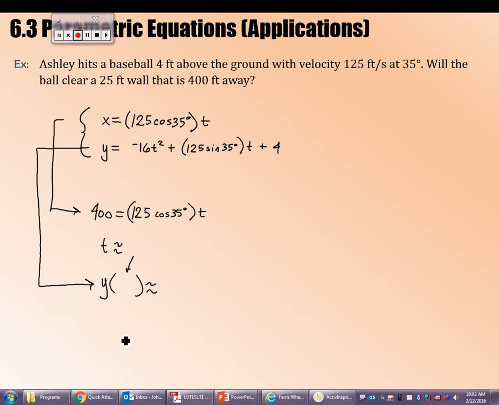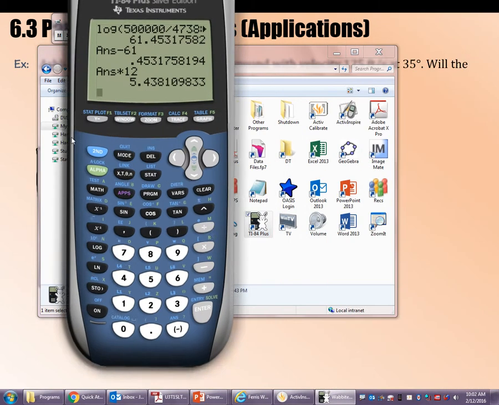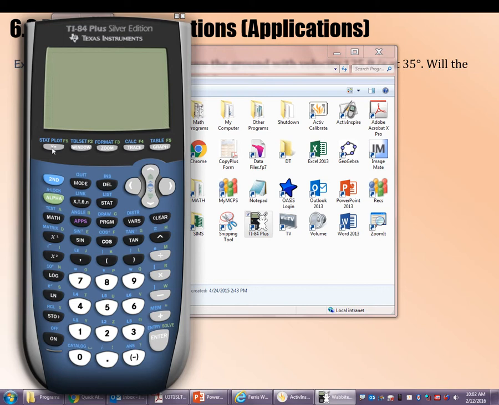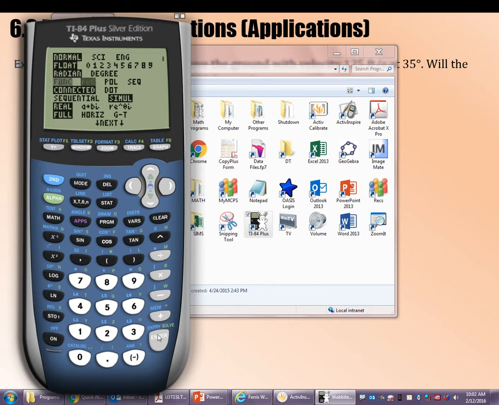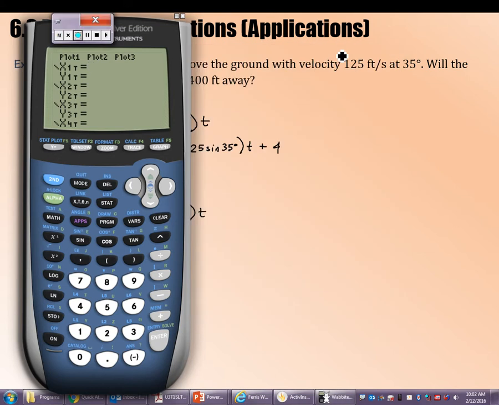Let me pull up my calculator and maybe show you some calculator skills that might help us in this process. Oh wait, I need this in parametric mode here. The other thing I'd love to be able to do is show you a picture of this as well. Let's plot it. I don't know if you guys got a chance to do that, so maybe we do that first.